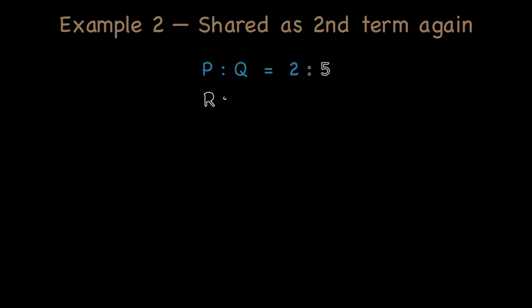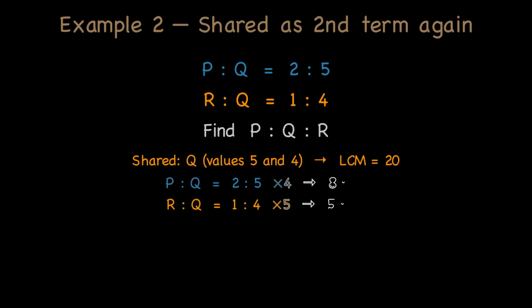Example 2. P to Q equals 2 to 5, and R to Q equals 1 to 4. Find P to Q to R. Q has values 5 and 4. LCM of 5 and 4 is 20. Multiply P to Q by 4, get 8 to 20. Multiply R to Q by 5, get 5 to 20.